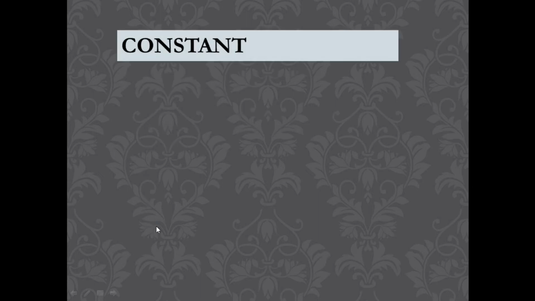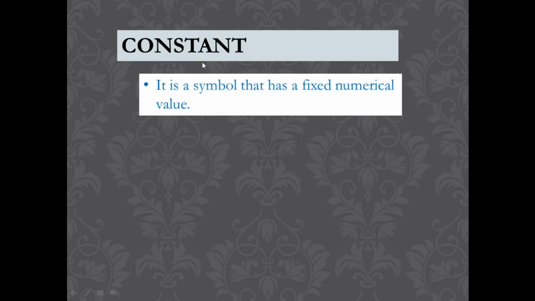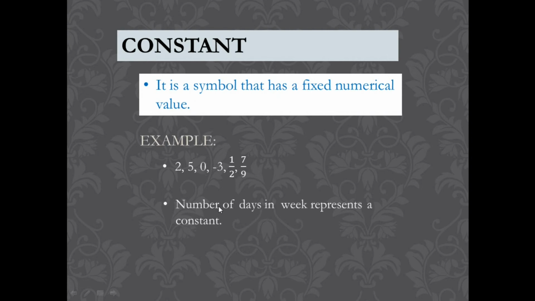On the other hand, a constant is a symbol that has a fixed numerical value. For example, we could have 2, 5, 0, negative 3, 1 half, 7 over 9. And the number of days in a week also represents a constant. Here in this expression 5x plus 7, the constant term is the second term, 7.